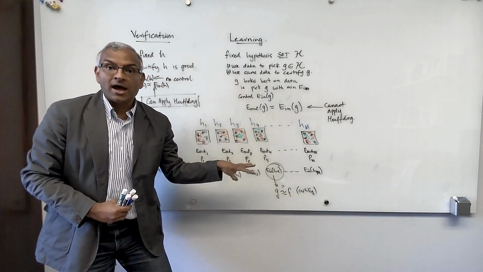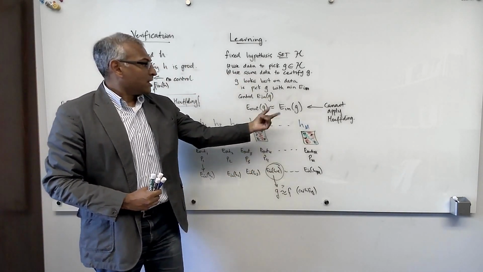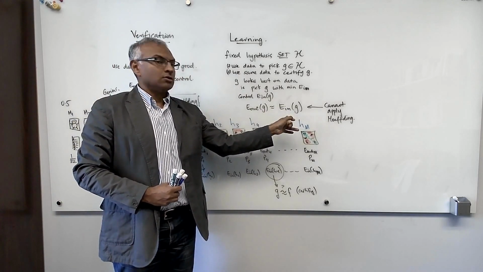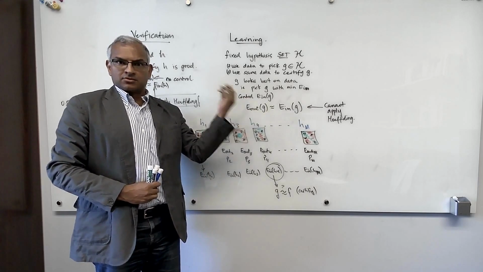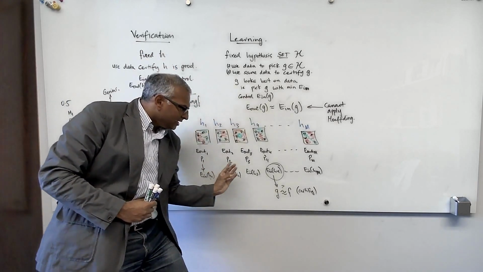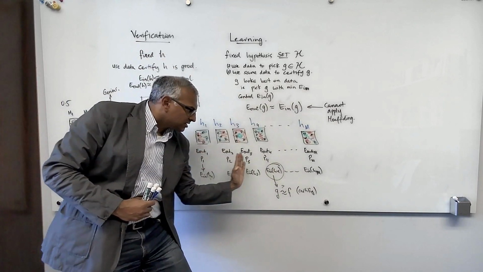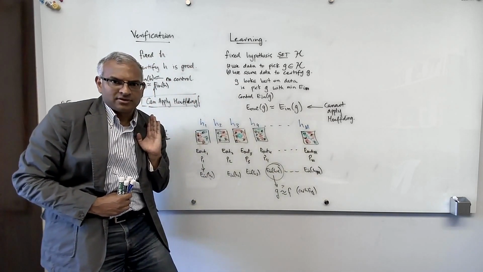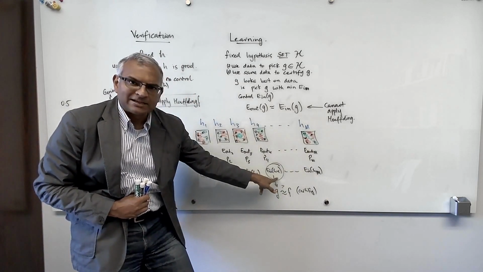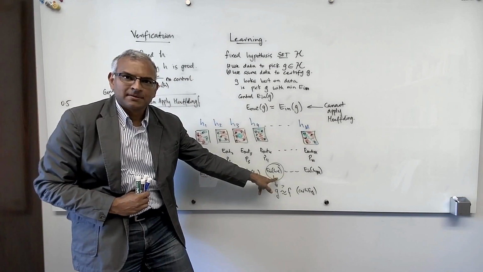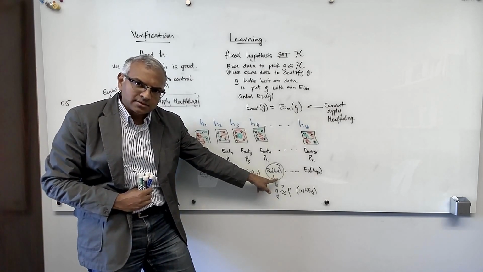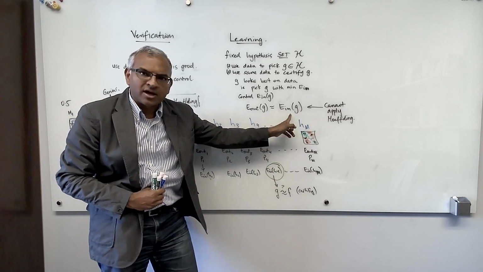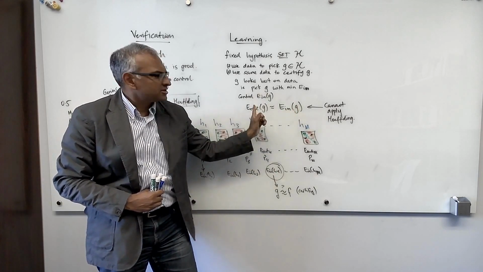And this is basically why the bound breaks down in comparing E-in of g to E-out of g. It's this notion of choice, that I have so many attempts, so many chances to con myself, that sooner or later I will con myself. And this is something that we are going to have to address if we want to be able to certify the final hypothesis that comes out of learning.